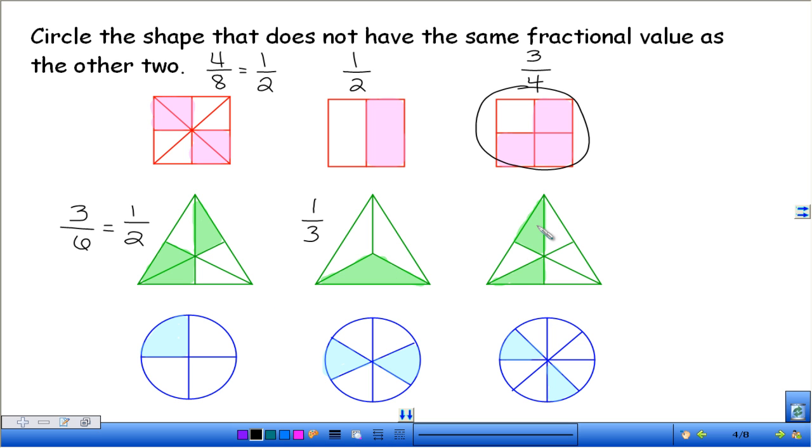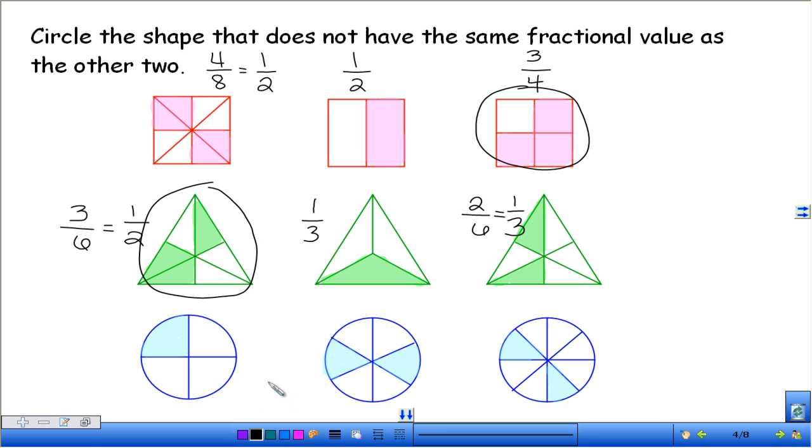No? What about this one over here, Kelly? What's this one as a fraction? 2/6. And then who can simplify this one for me? Jonathan? 1/3. Divide them both by 2, and you get 1/3. So which one of these does not equal the other 2, Marcus? The first one, the second one, or the third one? The first one, because that's 1/2. The other 2 are 1/3. So we'd circle this one.